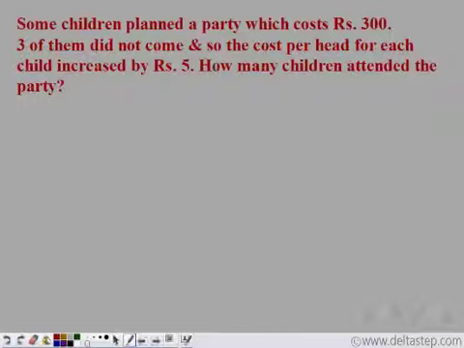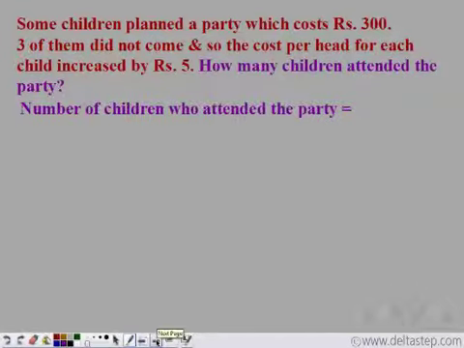So the first thing is to determine what exactly do we need to find out and what is the unknown. In this case, we need to find how many children attended the party. So the number of children who attended the party is the unknown here. Let us denote this unknown by a variable x. So x is the number of children who attended the party.